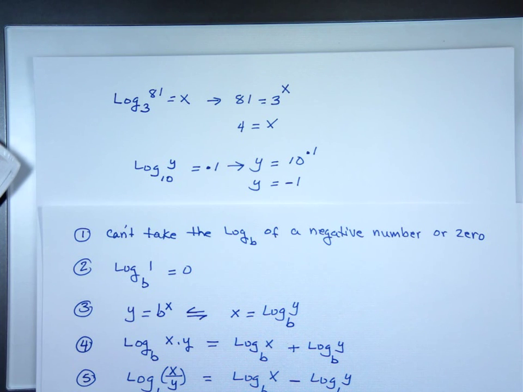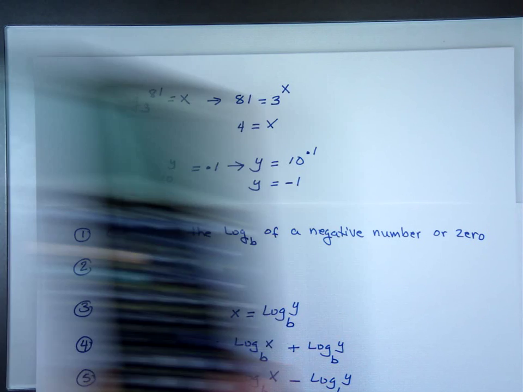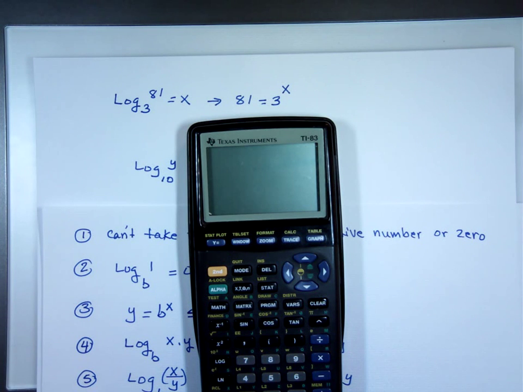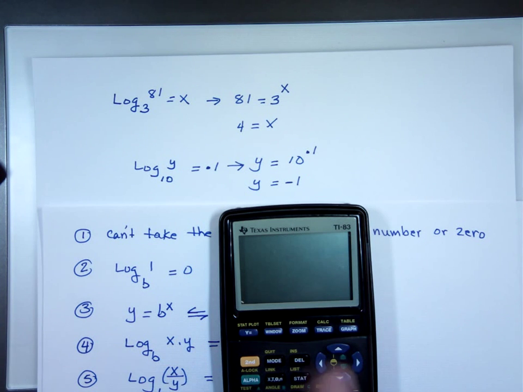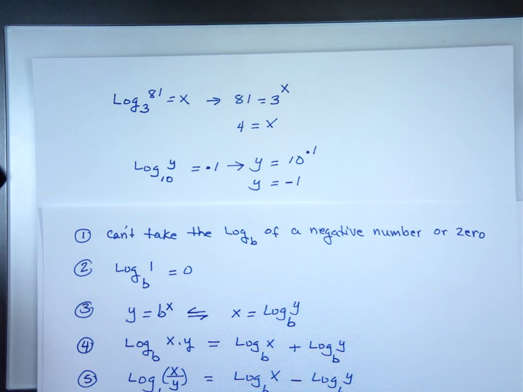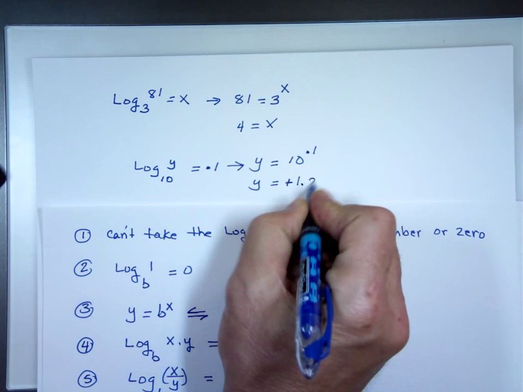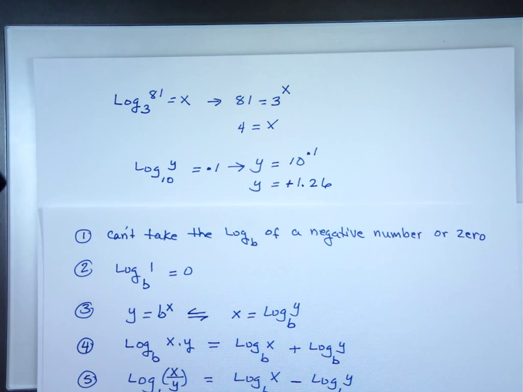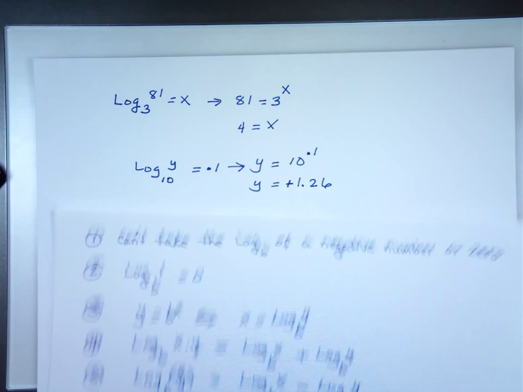Where's my calculator? 10 to the power. If you have one of those cheap calculators, by the way, y to the x is your power, or x to the y. If you got one of those like $10 calculators, that's okay. You don't need anything really fancy for this class. Is it 10 to the power of 0.1, 1.25 or 26? Positive 1.26 approximately.